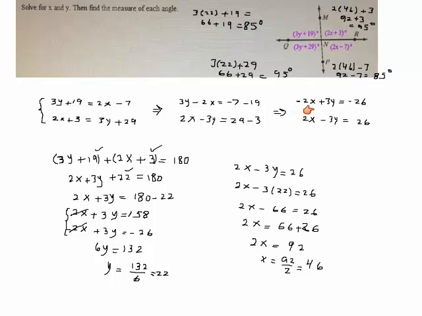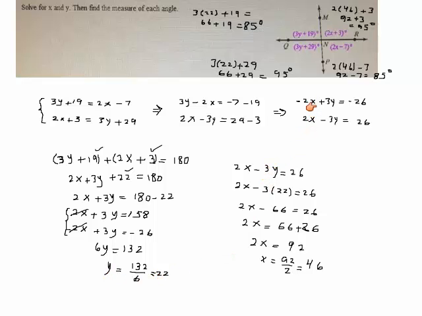So I have this equation here and this equation here. I get two equations and two unknowns. I can actually use this first one because the coefficients of x are opposites of each other. So if I simply add these two rows, then I can solve for y. 3y plus 3y would be equal to 6y. 158 minus 26, that gives me 132. So y would be equal to 132 divided by 6, which is 22.